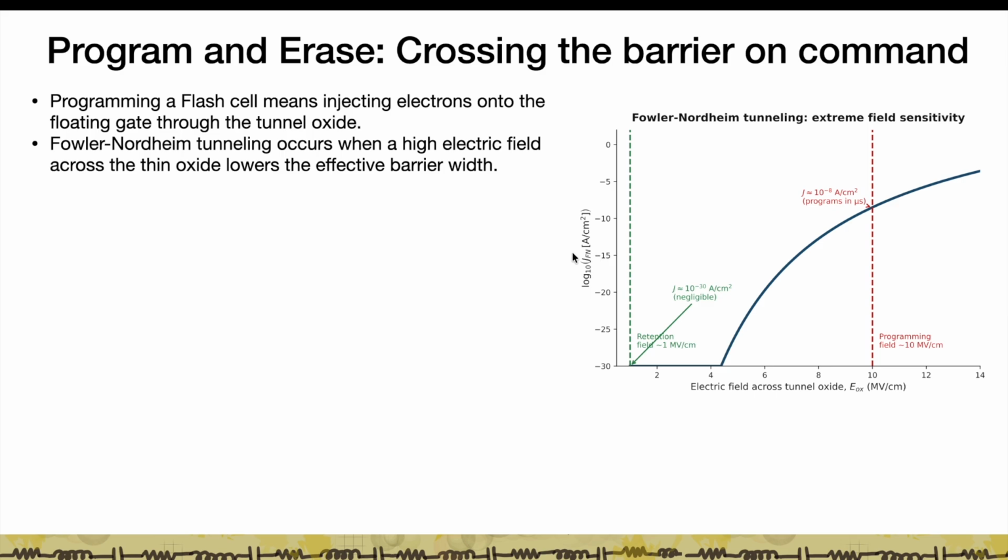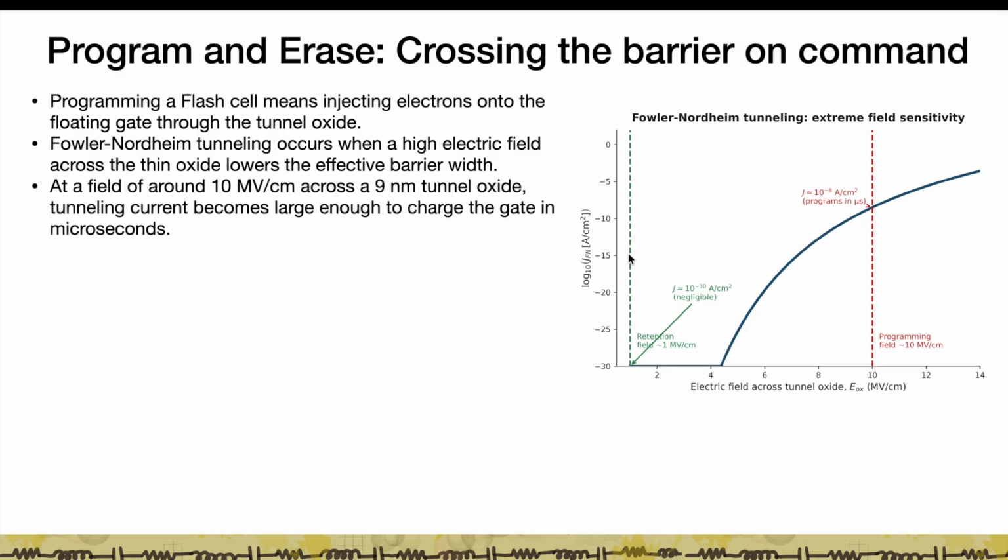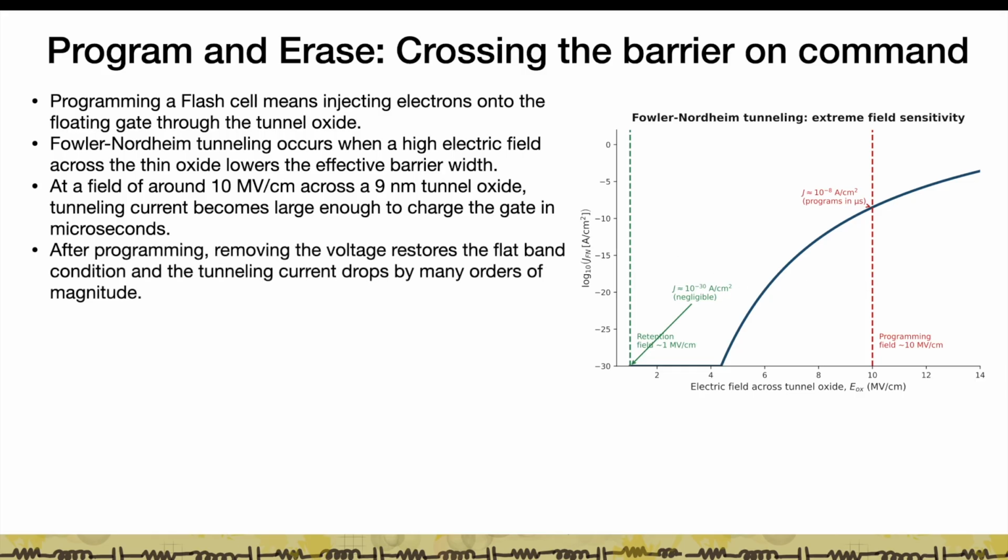The green vertical line at 1 megavolt per centimeter is the retention condition. Essentially, no applied bias across the oxide during normal storage. The crimson vertical line at 10 megavolts per centimeter is the programming field. At 1 megavolt per centimeter, the tunneling current is so small it can barely be expressed in engineering notation. We are talking roughly 10 to the minus 28 amperes per square centimeter.